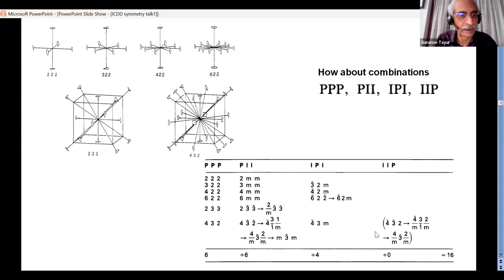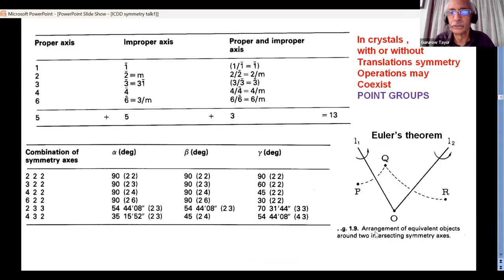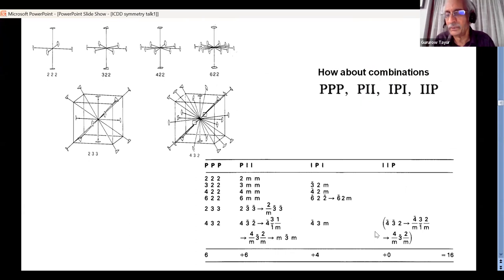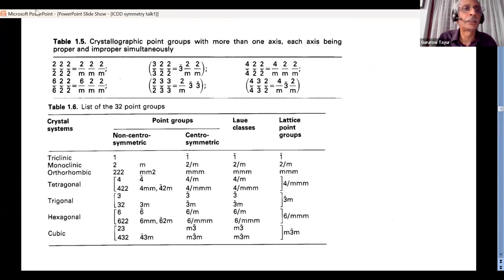We had the previous slide. We'll go to the previous slide. We had 13, so 13 plus 16 is 29. Now, with these combinations of proper, we can also now combine crystallographic point groups with more than one axis, each axis simultaneously being proper and improper. So we can have 2 by m, 2 by m, 2 by m, 6 by m, 2 by m, 2 by m, and so on. So this now defines a total of 29 plus 3, which will take us to the list of 32 point groups.